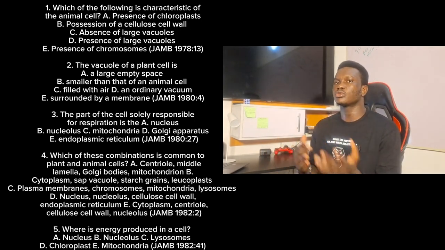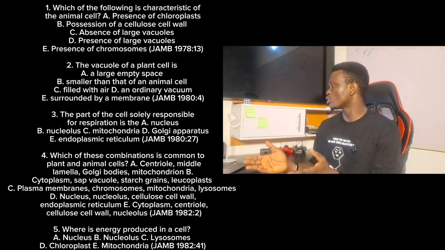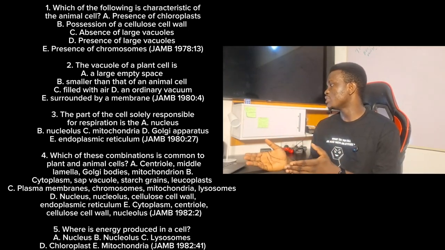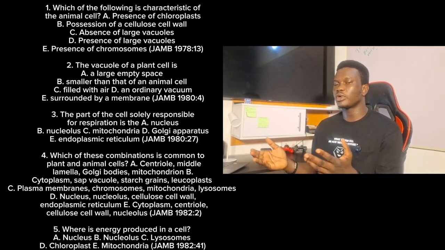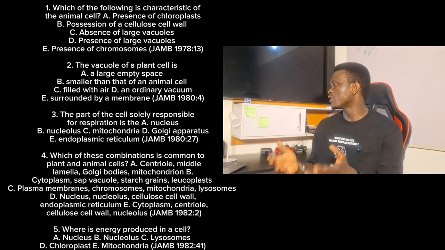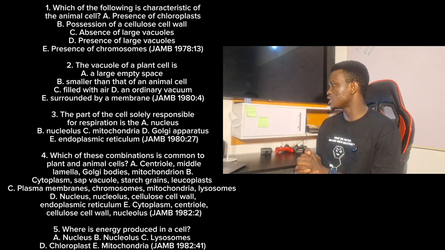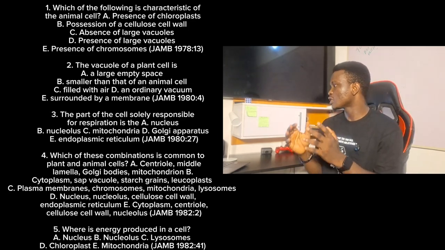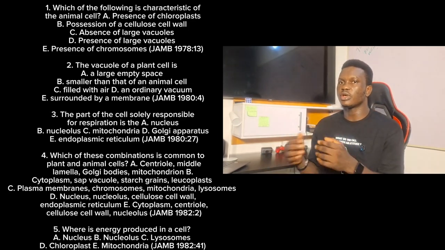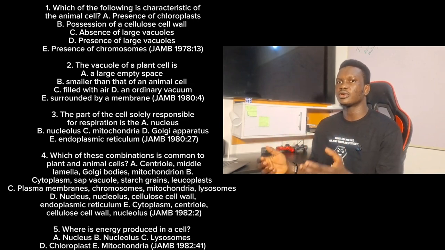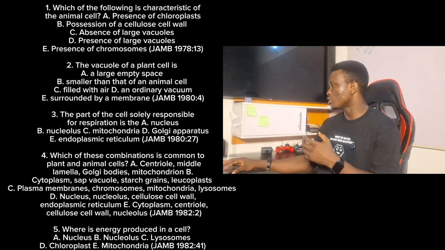Lysosome is present in both plants and animal cell. Mitochondria is present. Plasma membrane, which is also known as your cell membrane, is also present. Then we have chromosomes. So all of them are present. So let's move on to number 5. Where is energy produced in a cell? You remember what you call the powerhouse of the cell. That is the mitochondria. So number 6.